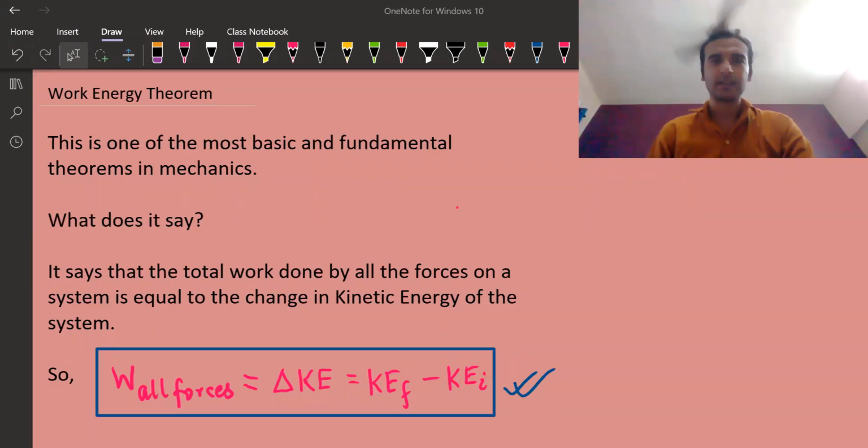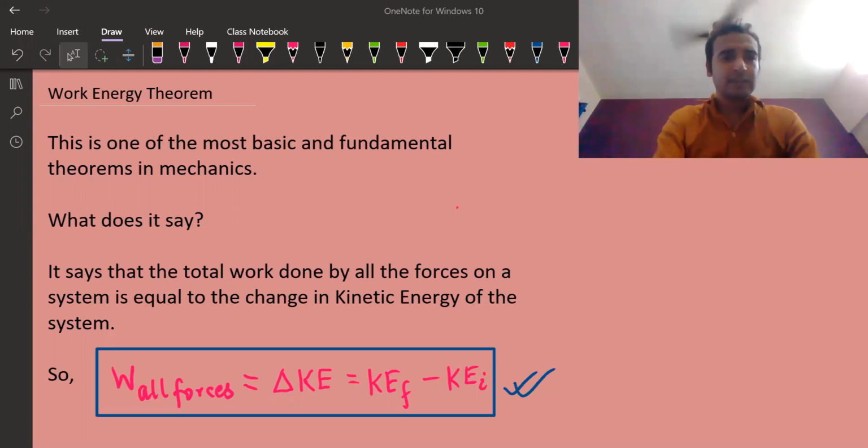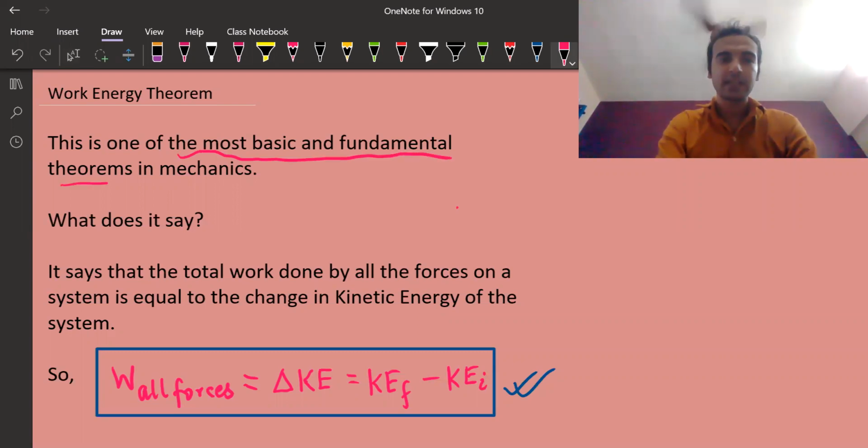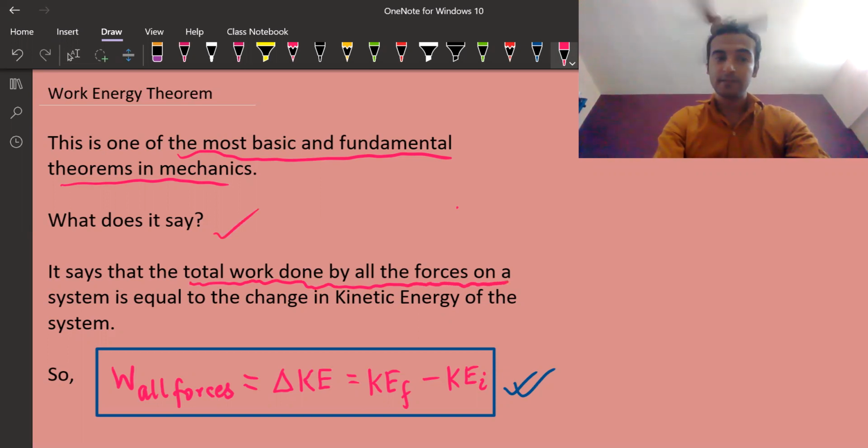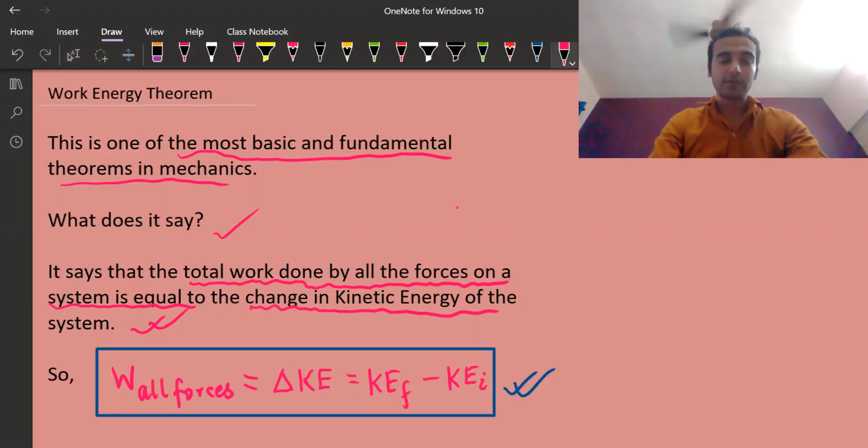So let's discuss the work energy theorem. Now this is one of the most basic and fundamental theorems in mechanics. So what does it say? It says that the total work done by all the forces on a system is equal to the change in kinetic energy of the system. Yes. So work done by all the forces is equal to delta KE.